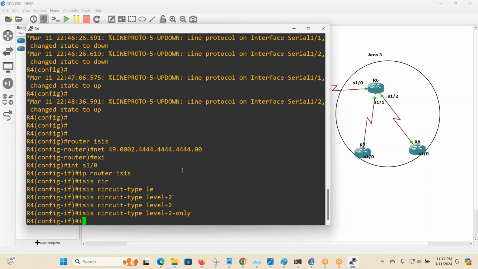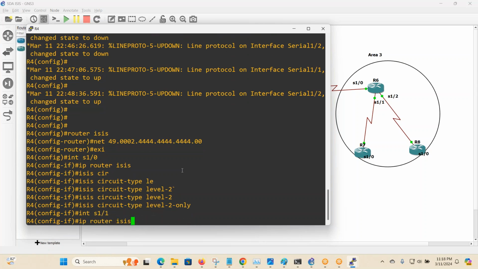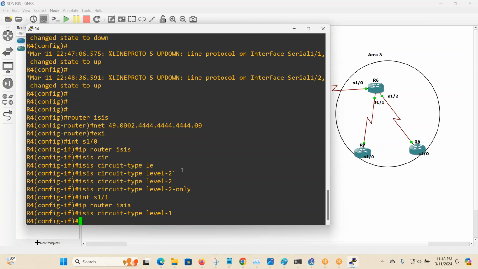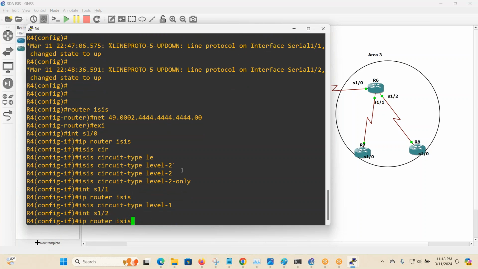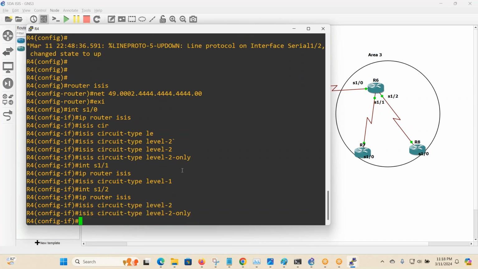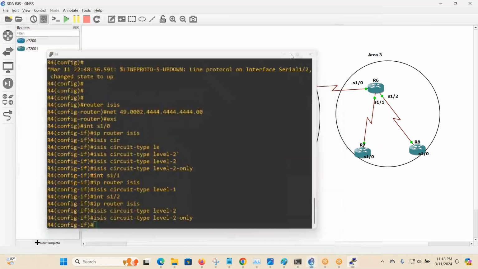only. Then we go to interface serial 1/1. So IP router ISIS circuit type level 1. Then we go to interface serial 1/2. So IP router ISIS circuit type level 2 only. So next router is router 5.